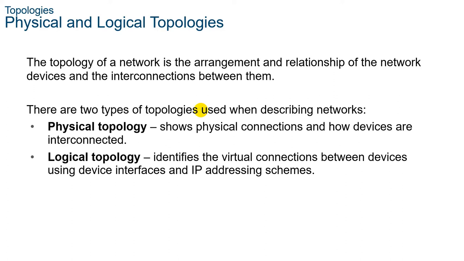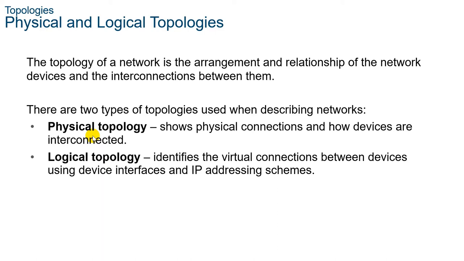The topology of the network is the arrangement or relationship of network devices and the interconnections between them. So that's topology. There are two types of topologies, as I have mentioned earlier: the physical and logical topologies. Now, what's the difference between the two? When you say physical topology, it identifies the physical connections and how end devices and intermediary devices, for example routers, switches, and wireless access points, are interconnected. The topology may also include specific device locations such as room number and location on the equipment rack. Physical topologies are usually point-to-point or star topology.